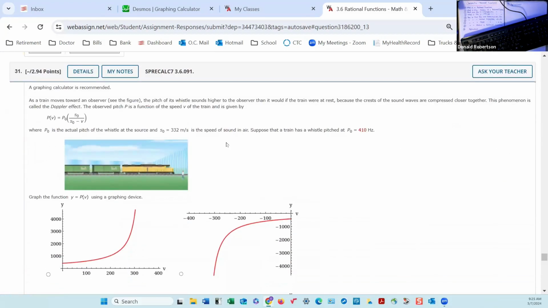And now we enter the last part, which are the true applications. So here we have a story and a formula. P of V, right? As a train moves towards an observer, see the picture, the pitch, so P is the pitch at a given velocity of a whistle sounds higher to the observer than it would if the train was at rest.